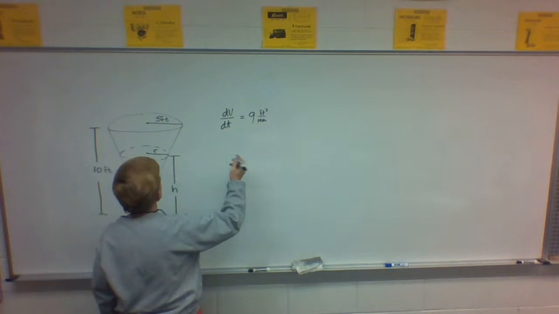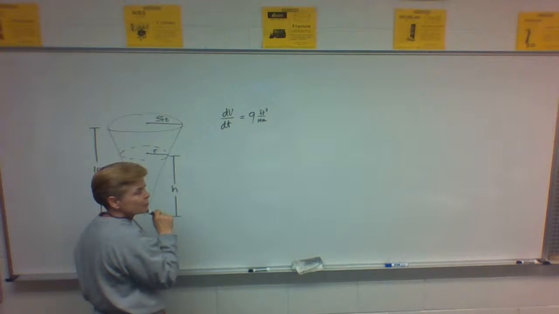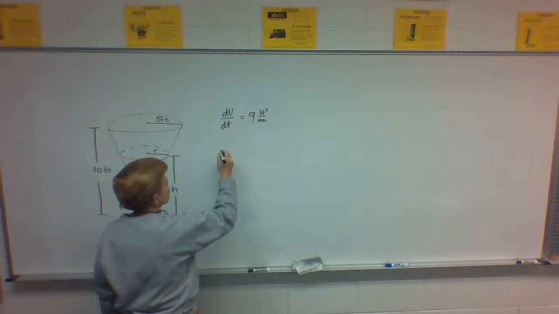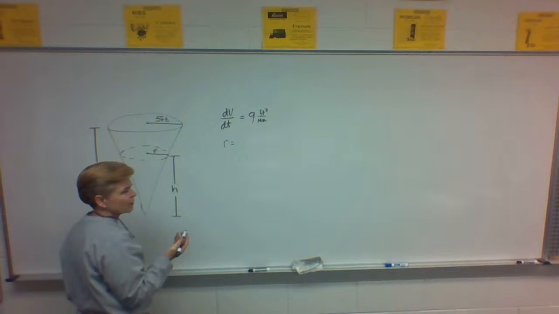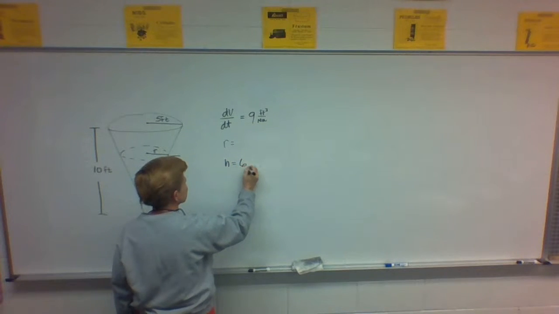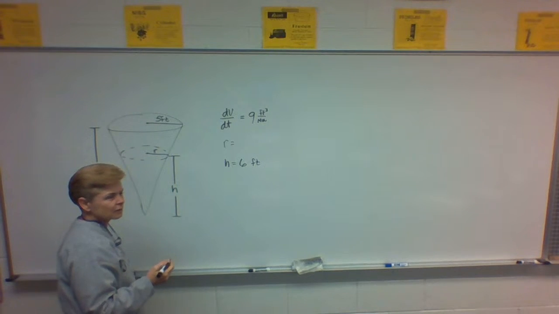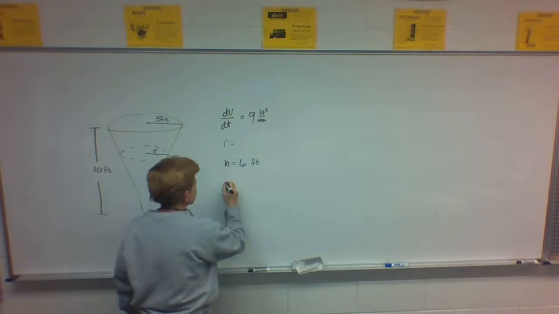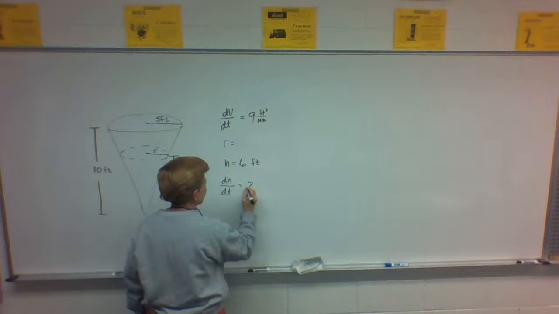What else did they tell us? Did they give us an R? Did they tell us the value of this at a certain amount of time? Did they give us an H at a certain amount of time? Yeah, when it's 6 feet deep. So when H is 6. Did they give us anything else? Look for how fast the level's rising, which would be dh/dt. We wish to know dh/dt.